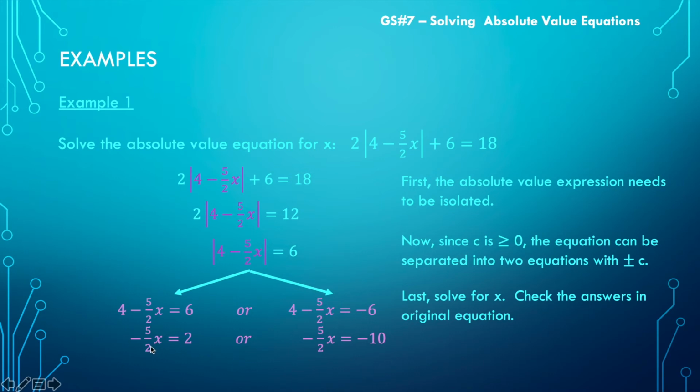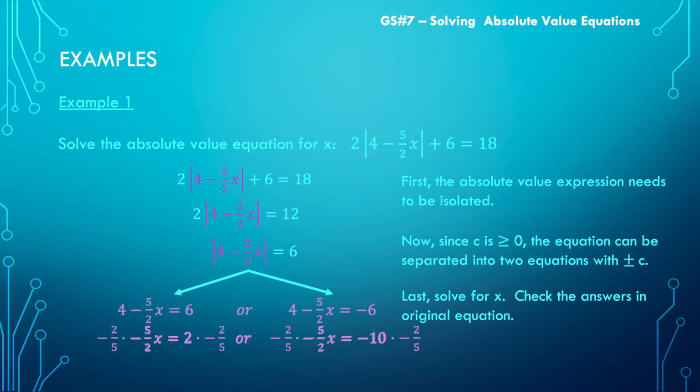So now what I'm going to go ahead and do is multiply both sides of this equation by the reciprocal of this coefficient. Okay, and so that's going to get rid of that coefficient. So I'm going to multiply both sides of this equation by negative 2/5, as well as both sides of this equation by negative 2/5. So let's do that.